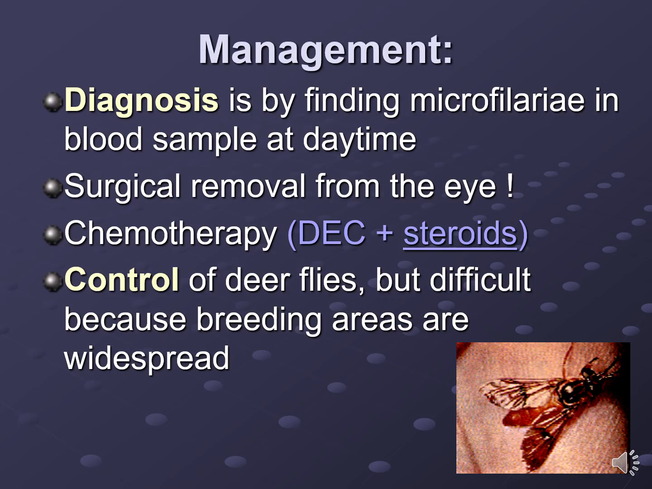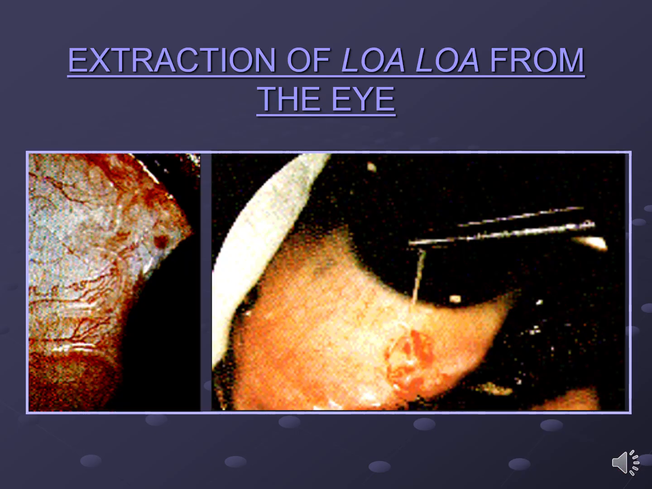Management: diagnosis is by finding the microfilariae in the daytime samples, as we said. Surgical removal from the eye, chemotherapy with DEC, steroids, and control of deer flies, but this is difficult in the open and wide breeding areas. This is the extraction of the eye worm.